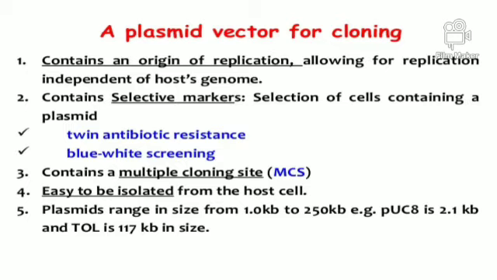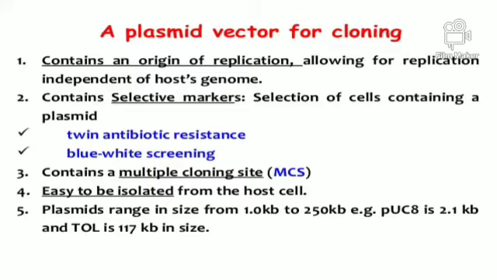That ORI site is very, very important for replication. If you insert your desired gene in that vector and it is not replicated, then all is not good. So it must be replicated inside the host cell. So there must be an origin of replication, allowing the plasmid to replicate independently of the host genome. They must be independent inside the host. They are not mixed with the host DNA or other genetic material.